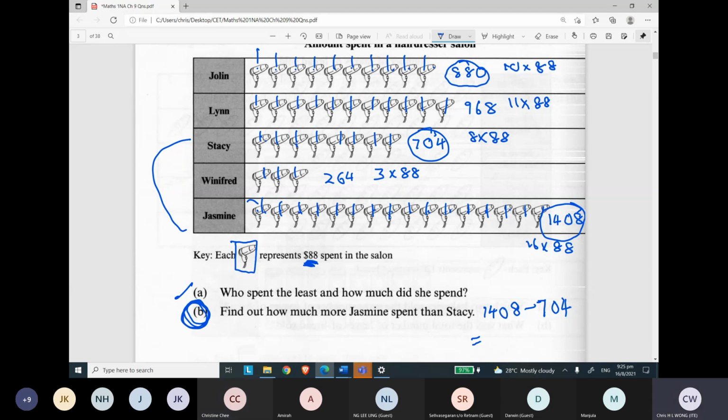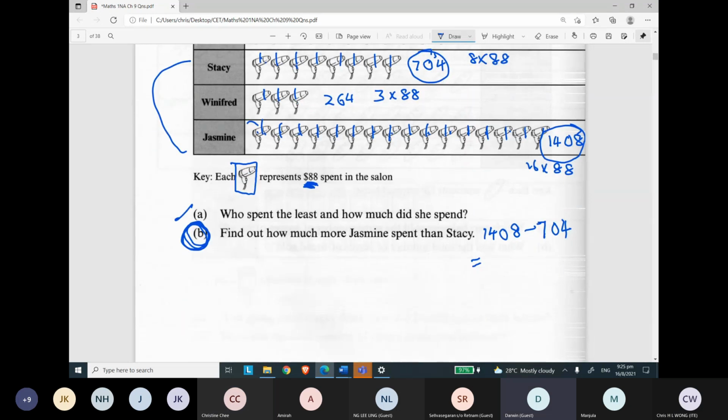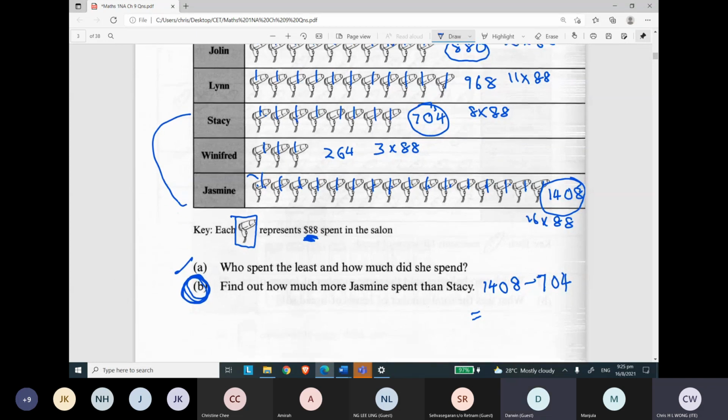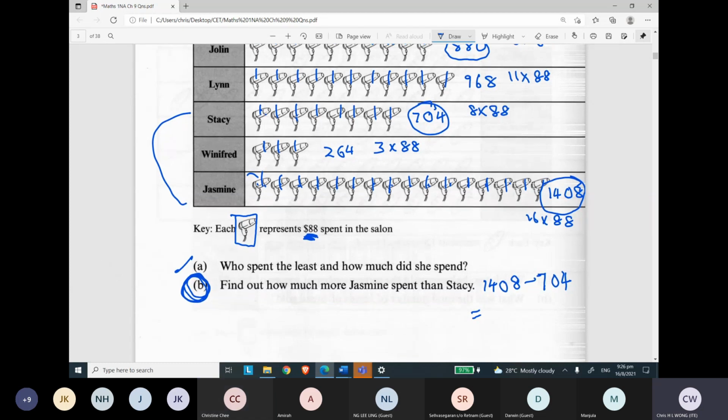Mr. Wong? Yep, Darwin. The below one for Jasmine, how do you get 26? How do I get 26? Where? 26 times 88, that one. Oh, this one. Because this one is 26 hair dryers. 1, 2, 3, 4, 5, 6, 7, 8, 9, 10, 11, 12, 13, 14, 15, 16. Not 28, it's 16. 16 times 88. Oh, then I saw wrongly. It's actually 16, yeah. Sorry. It's 16.